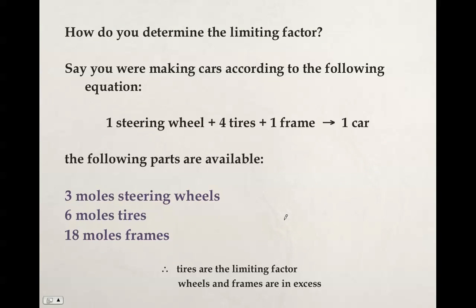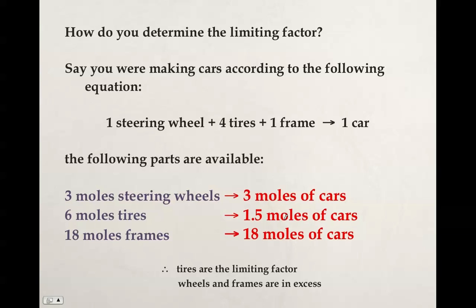So how do we determine the limiting factor? We can use a real life scenario here. Say you're making cars in a factory, and for every 1 mole of steering wheels plus 4 moles of tires plus 1 mole of frames, we make 1 car. So we know then that if we only have 3 moles of steering wheels, we can make 3 moles of cars. 6 moles of tires is going to give us 1.5 moles of cars, and 18 moles of frames is going to give us 18 moles of cars.